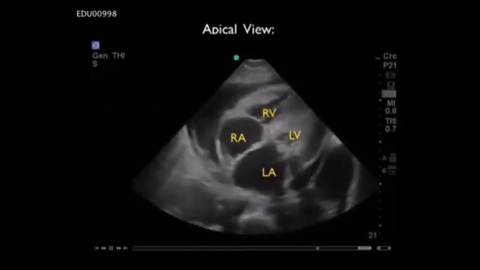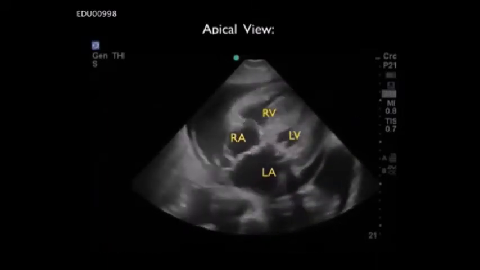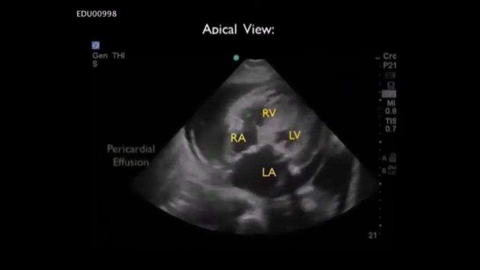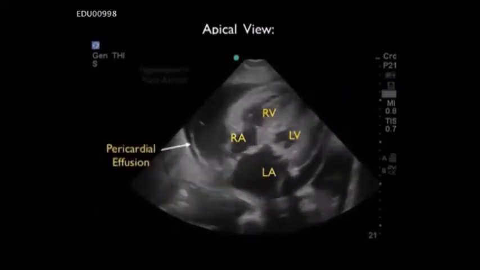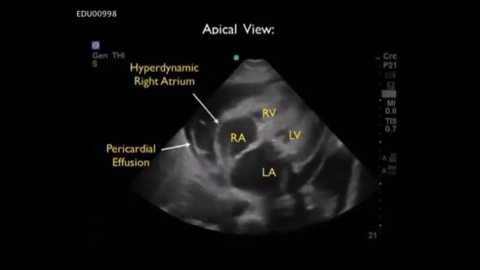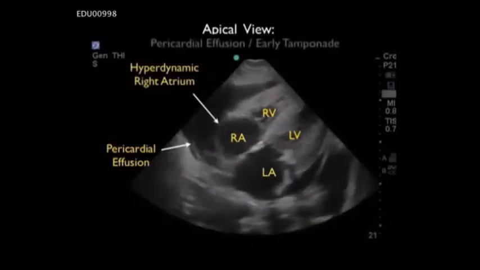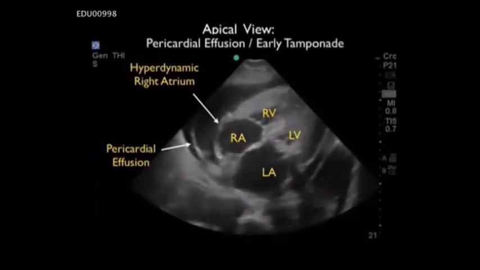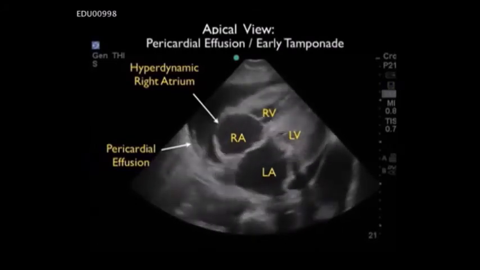But I call your attention to the desynchronous movements from the right ventricle and the right atrium. What we notice here is that there's a little bit of asynchrony between the two chambers, indicating early tamponade physiology. And this was manifested by a patient who had relatively decreasing blood pressures in the emergency department.